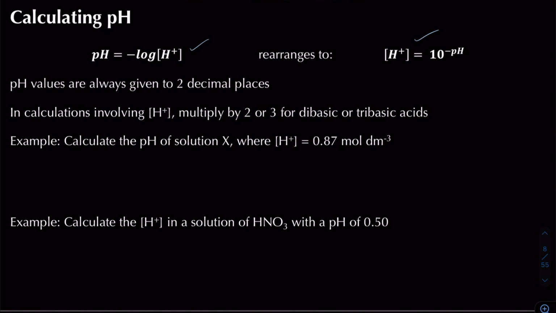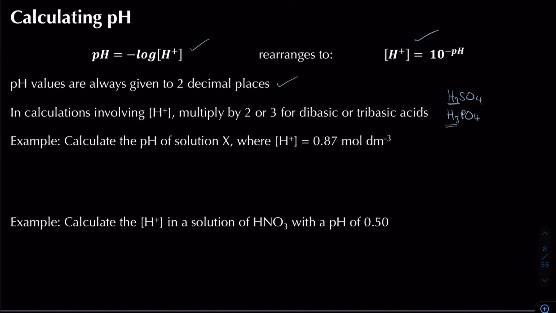Now, when we deal with pH values, we always give them to 2 decimal places in calculations. And when we're dealing with the concentration of H plus, you've just got to be aware that if I were to deal with a dibasic acid such as H2SO4 or a tribasic acid such as H3PO4, so sulfuric acid and phosphoric acid, you need to look at the amount of H plus within these acids itself, and you would need to multiply your concentration accordingly as well.